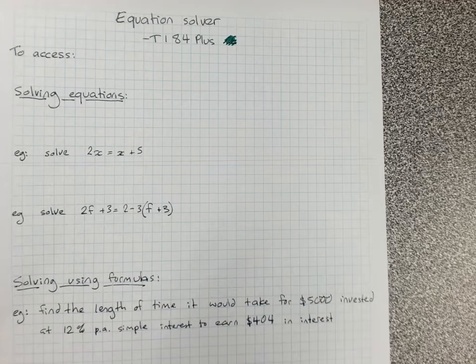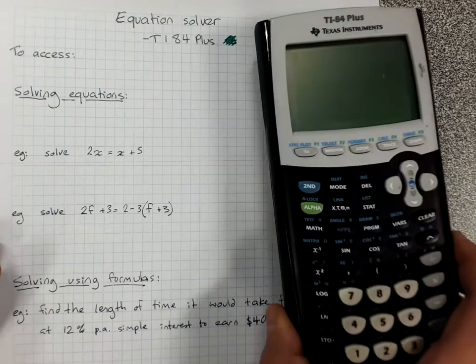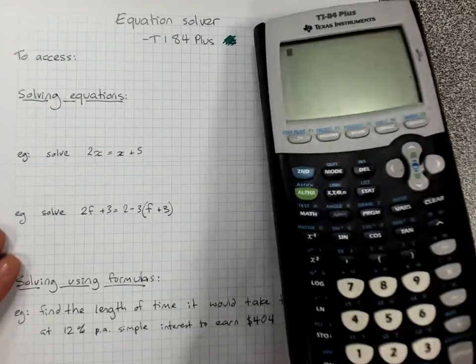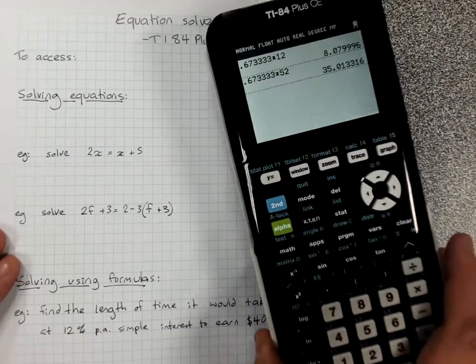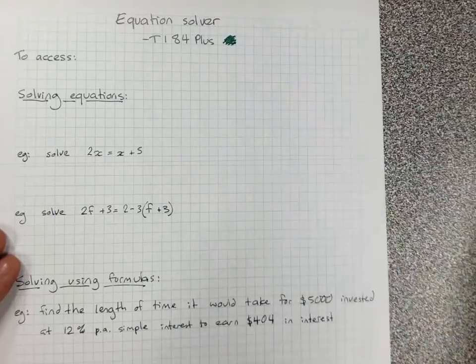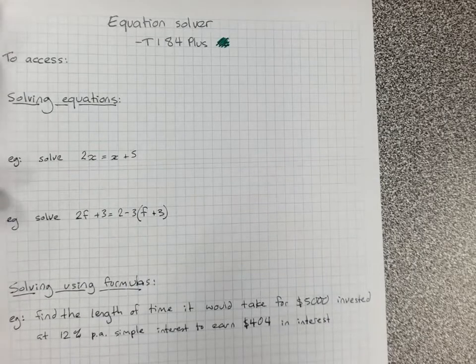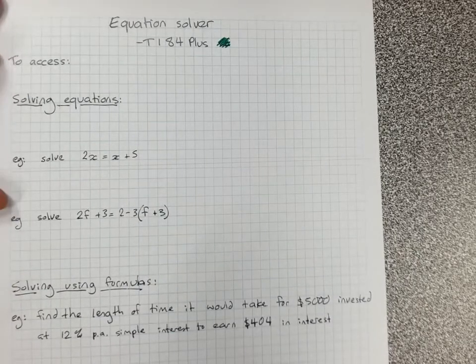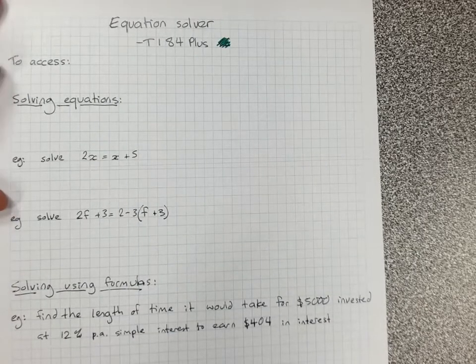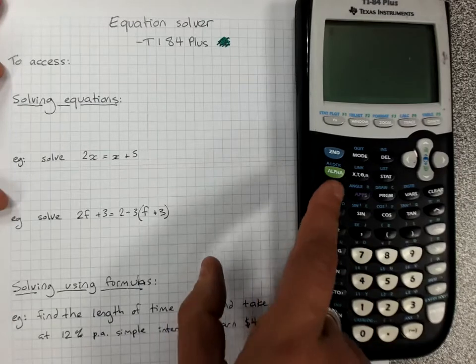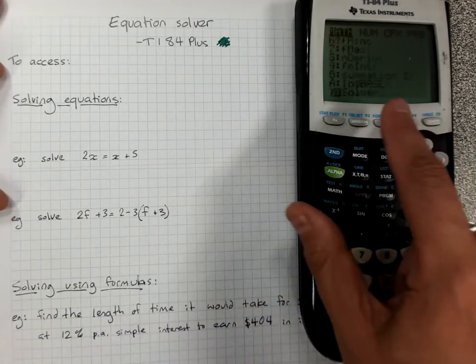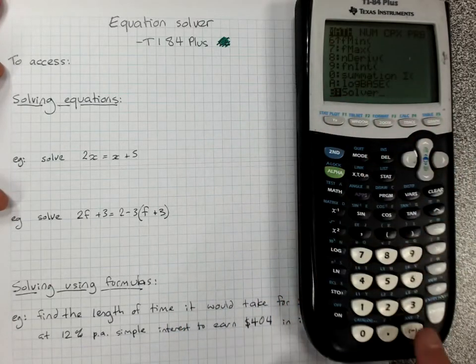Using the equation solver on the TI84 or TI83, the older type of graphics calculator. If you've got a newer, shinier one, the TI84Plus CE, look at the other video. The equation solver on this older one is trickier than the newer, shinier one, but it's still quite handy. To access the equation solver, Math, use the up key just once to get to solver and enter.